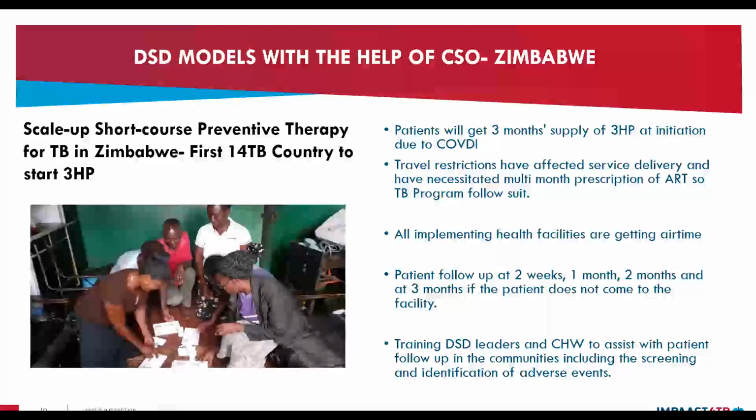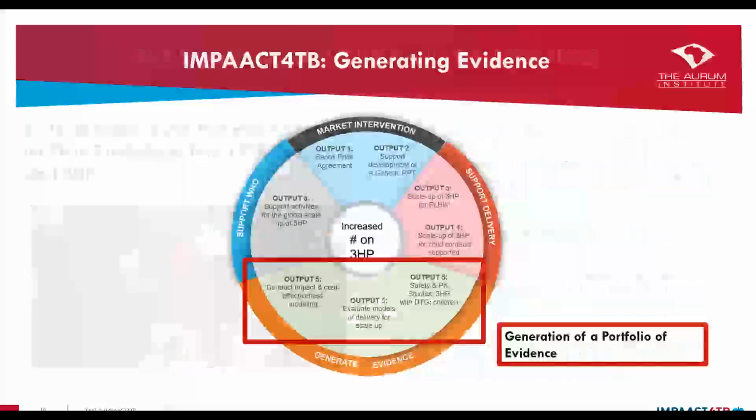And it came about through a cooperation of the CSO with DSC leaders, the sites, the community health workers to help with patient follow-up and the screening and IDing of those adverse events. And we hope to see other models of this as we continue to roll out 3HP. So now I'm going to move over to introduce Violet to give us a bit more about the evidence side of our project. Over.